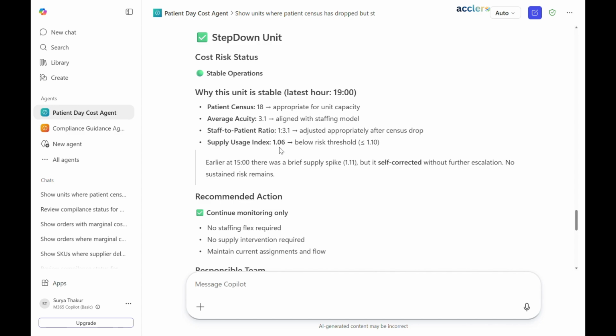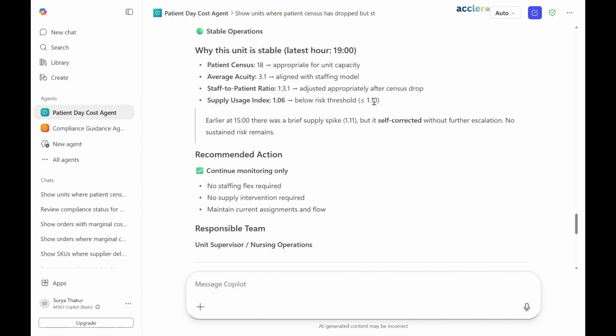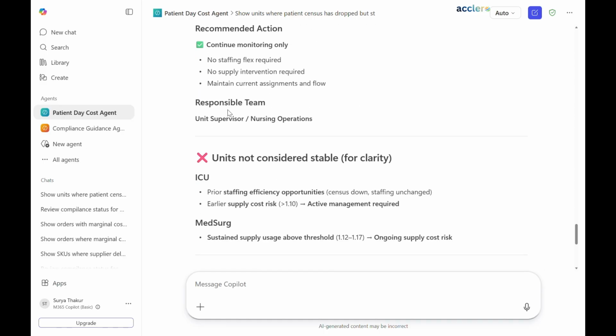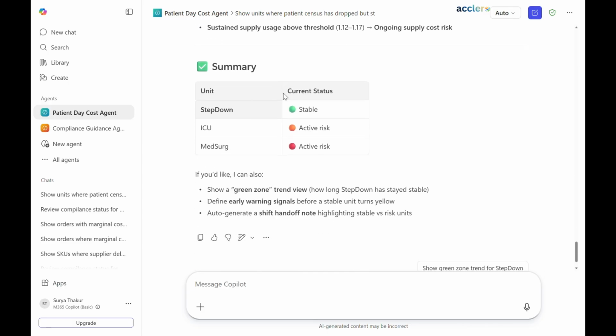Supply usage index is 1.06, below risk threshold. The risk threshold is 1.1. The responsible team is unit supervisor, nursing operations. That's all. So you can see the summary: step down is stable, and ICU and med-surg are actively at risk.